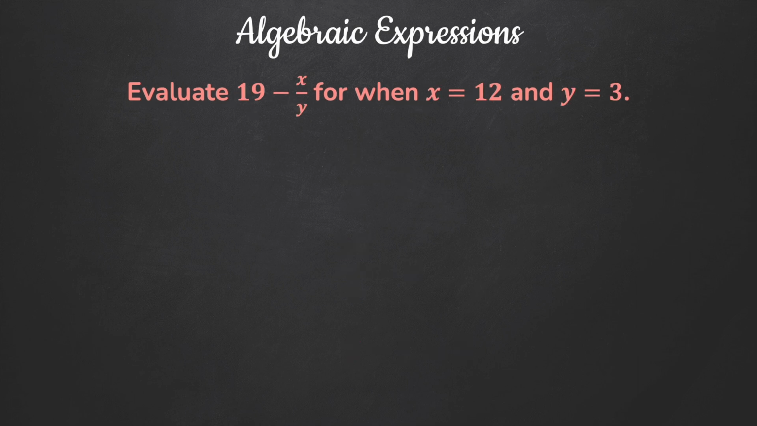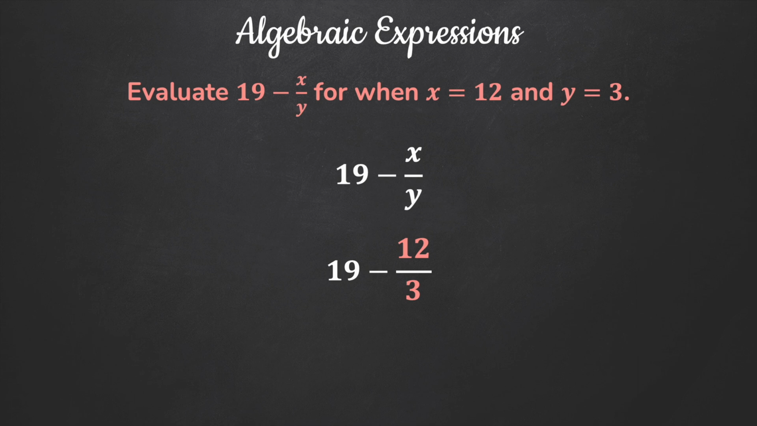In our next example, we have evaluate 19 minus x over y for when x is equal to 12 and y is equal to 3. We have both subtraction and division in our expression. The first thing we want to do is substitute our variables for their known values. So we're going to substitute x for 12 and y for 3.